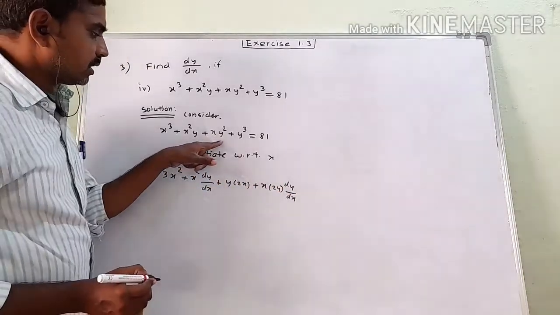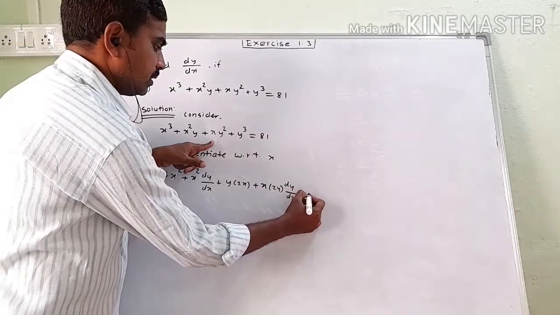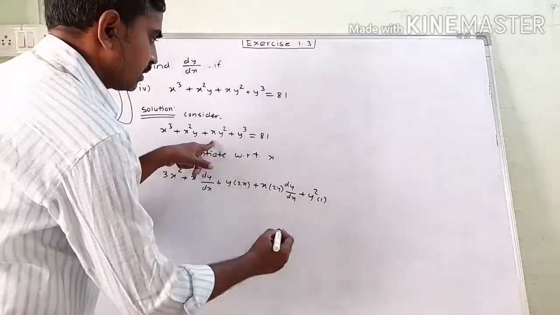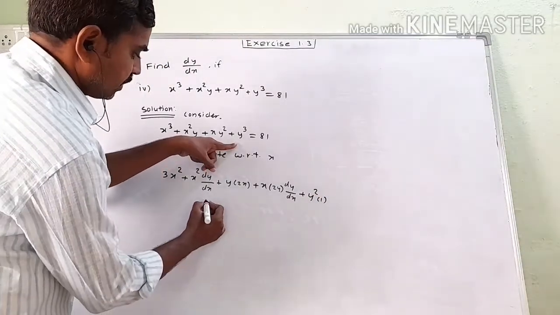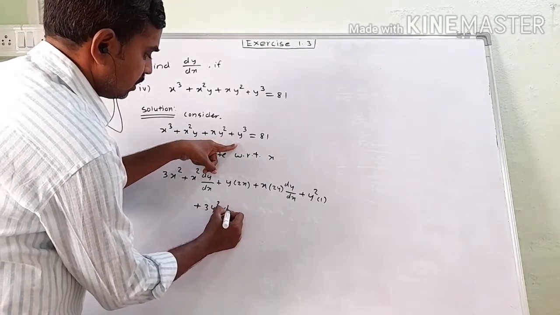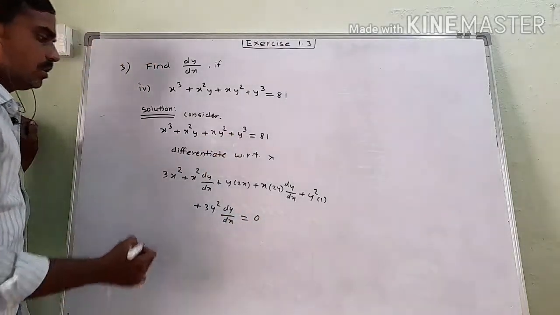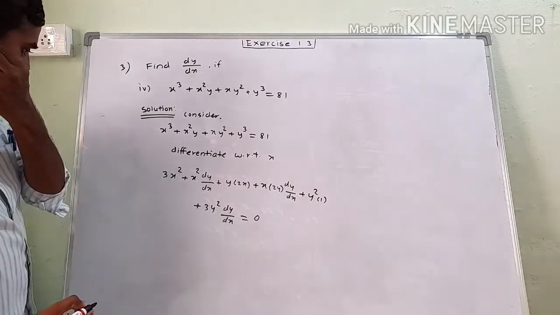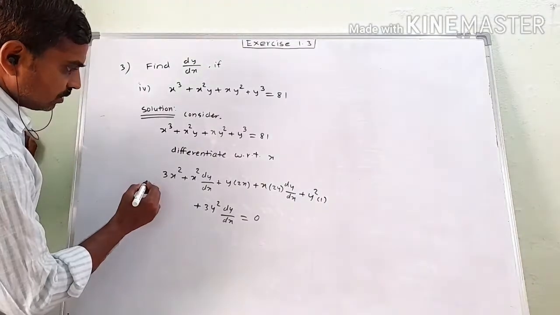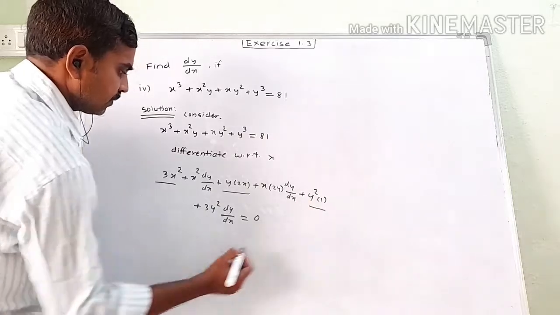We are calculating the derivative of this function: first function into derivative of second, plus second function y square into derivative of x, which is 1, and next term y cube. The derivative of y cube is 3y square into dy/dx, and on the right side the derivative of 81 is 0. In this, we will collect the terms of dy/dx and the individual terms. Which are the individual terms? 3x square, 2xy and y square. We will collect these terms.